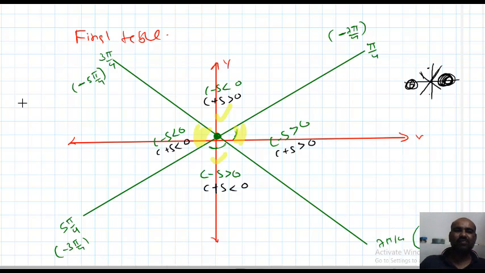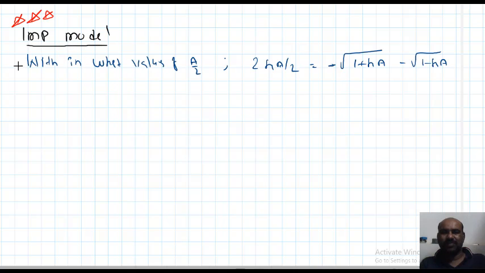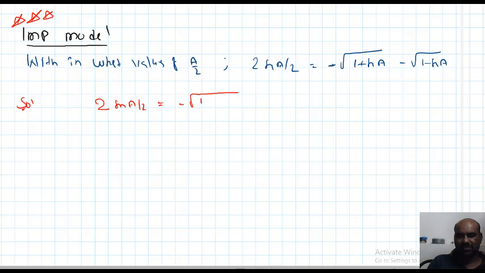Now I want to solve a problem based on this table. At last I am explaining the concept, a difficult concept. Within what values of A by 2 does this happen? So I will write again: 2 sin A by 2 equal to minus root over 1 plus sin A minus root over 1 minus sin A. Okay students, for what A by 2 values does this happen?